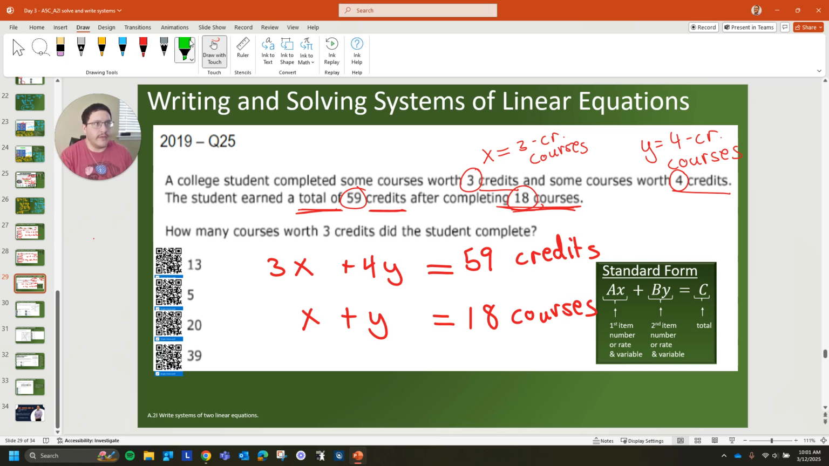Now, again, this is a little bit more involved because we need to find out how many 3-credit courses the student completed. Courses worth 3 credits. So we're going to have to get the y by itself and graph these into Desmos to find how many courses were worth 3 credits.